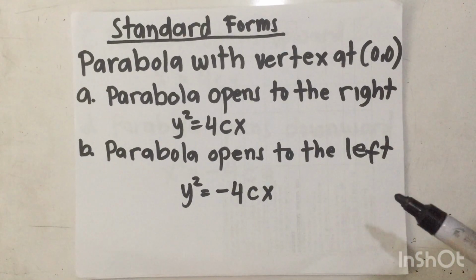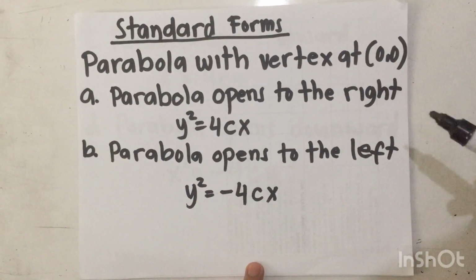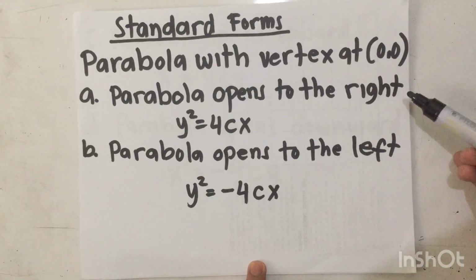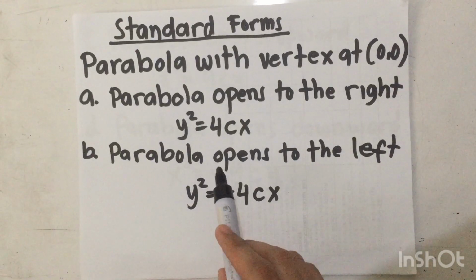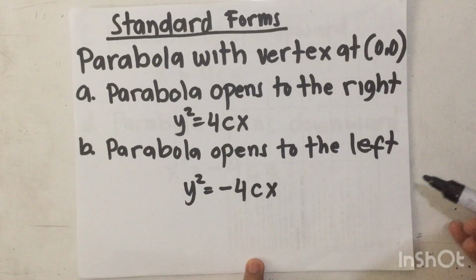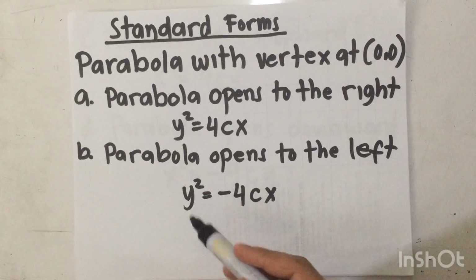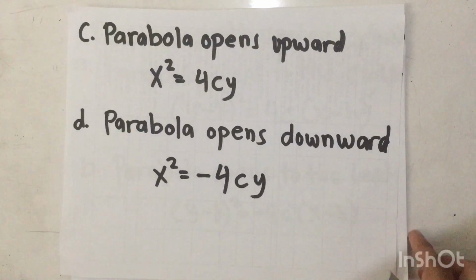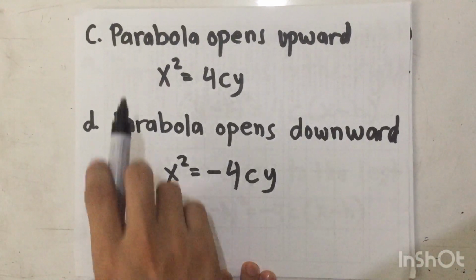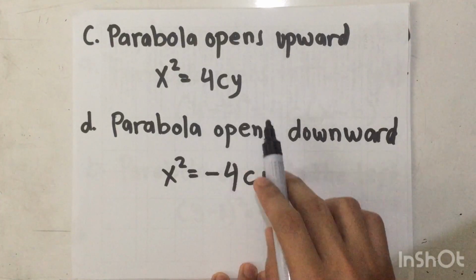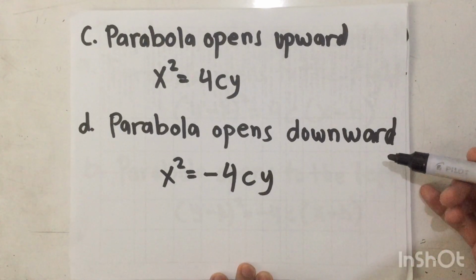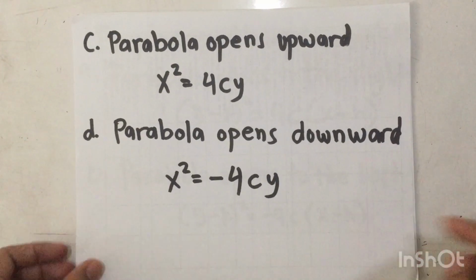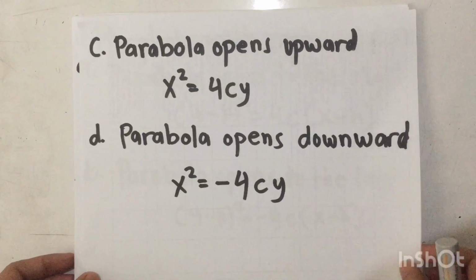So this one is the standard form of the parabola with the vertex at (0, 0). If the parabola opens to the right, then the equation is y squared equals 4cx, while if the parabola opens to the left, then the equation is y squared equals negative 4cx. And if the parabola opens upward, then the equation is x squared equals 4cy, while if the parabola opens downward, then the equation is x squared equals negative 4cy. And that is the parabola with vertex at (0, 0).